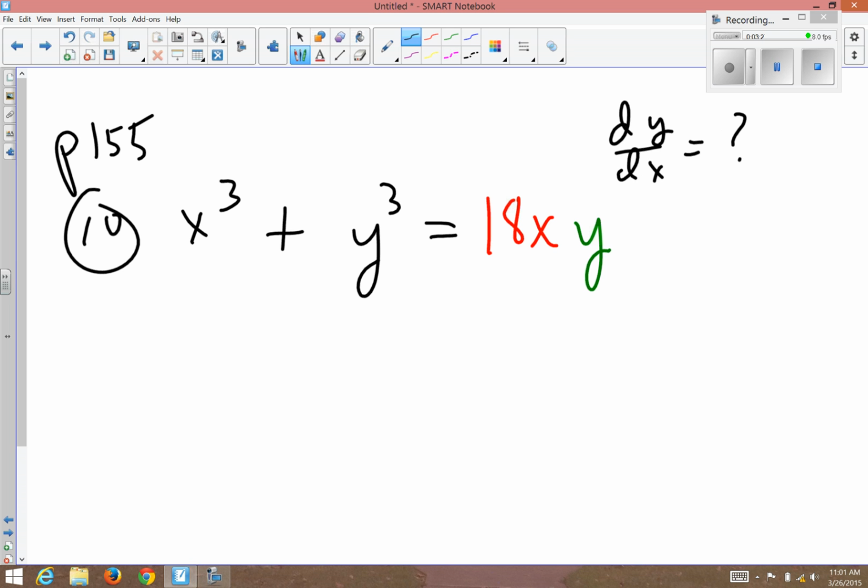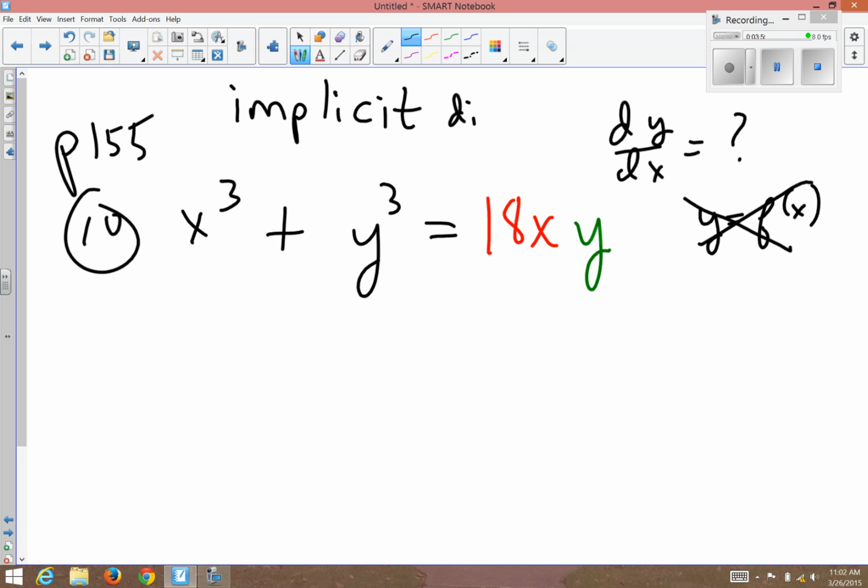We say we're using implicit differentiation when we do not try to solve this for y. We're not going to try to get y all by itself to equal a function of x. We could try to do this, and then find the derivative of y with respect to x. But if we don't do this, we say we're differentiating implicitly. That just means differentiate each term, term by term. So we'll start with x cubed.